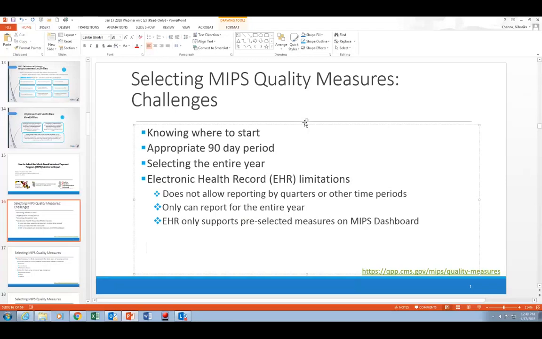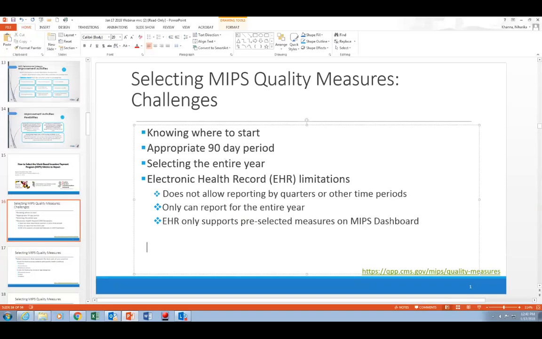Now, certain EHRs don't give you a choice. Some of these EHRs will just give you 1 year's worth of data, in which case you can't make this decision yourself. You're just going to have to report whatever measures become available to you. But if you are able to parse it out by quarter, then you can decide which 90-day period you want to report, or you can report the entire year.